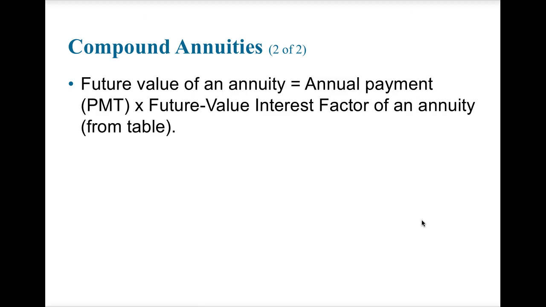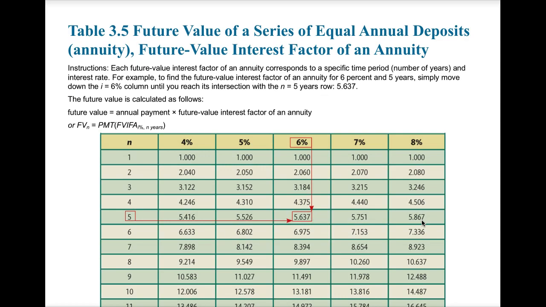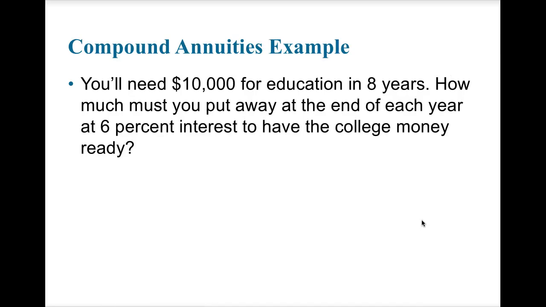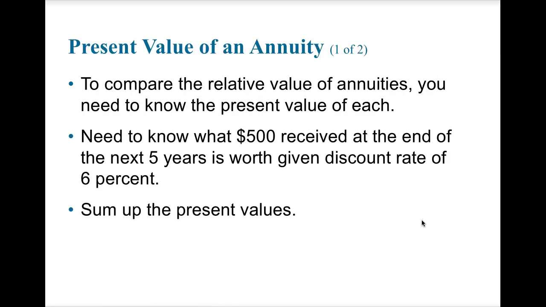So we could calculate these future values of annuities using another factor. This is a different chart with the annuity factors. You can also do a present value of annuity. So if you're going to receive $1,000 a year for the next 10 years, what's the value of that today?